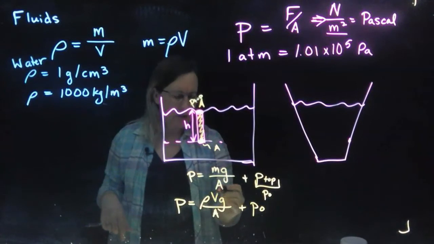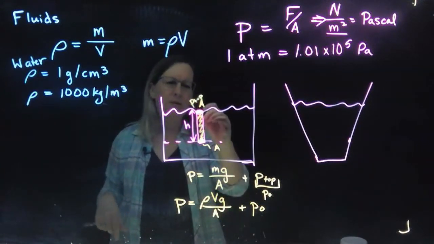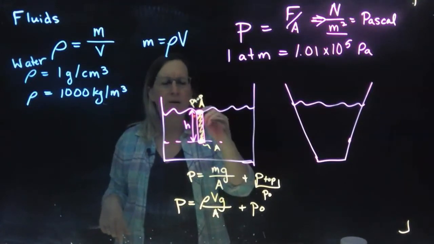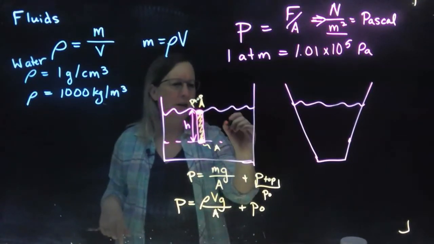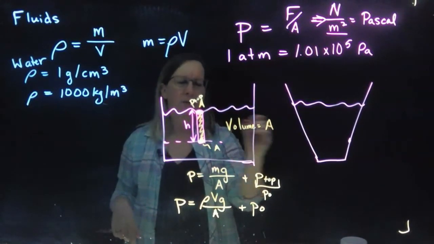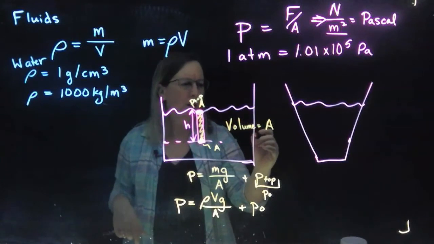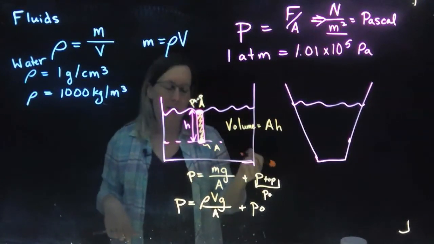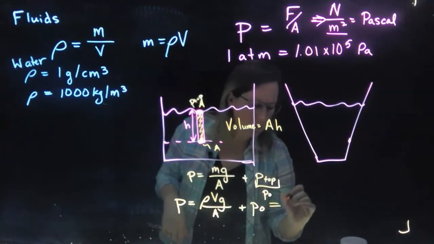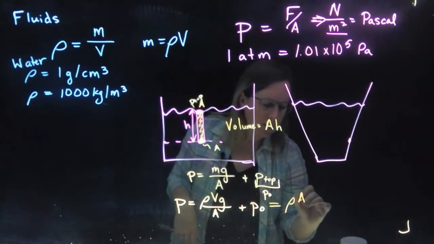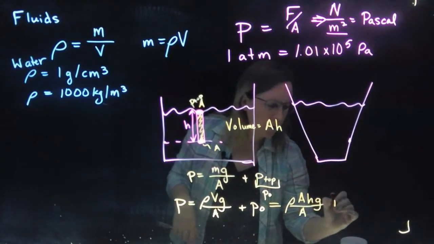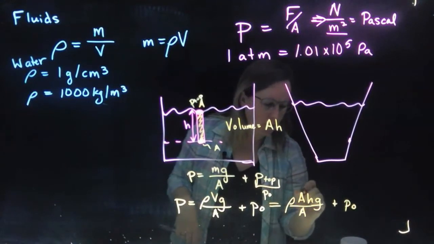So if we look at this, we've got volume. Well, what's the volume of this column? Well, the volume is the height times the area, right? The volume is whatever the area is. Maybe it's a circle, so it's a pi r squared, but it's area times height. And so if I put that into this equation, what this gives me is rho area times height divided by area times g plus P0.